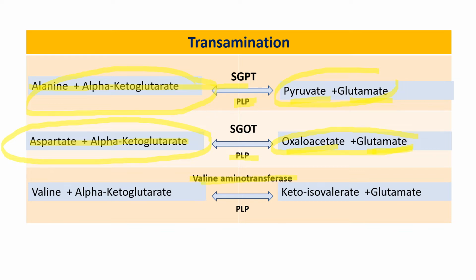This is for your knowledge, it is not mentioned in other books. This enzyme is a PLP, that is pyridoxal phosphate, and here is the formation of alpha keto isovalerate. Here you will get glutamate. Have you observed that the product of this transamination is glutamate? At the end you are getting glutamate, and this glutamate undergoes oxidative deamination.